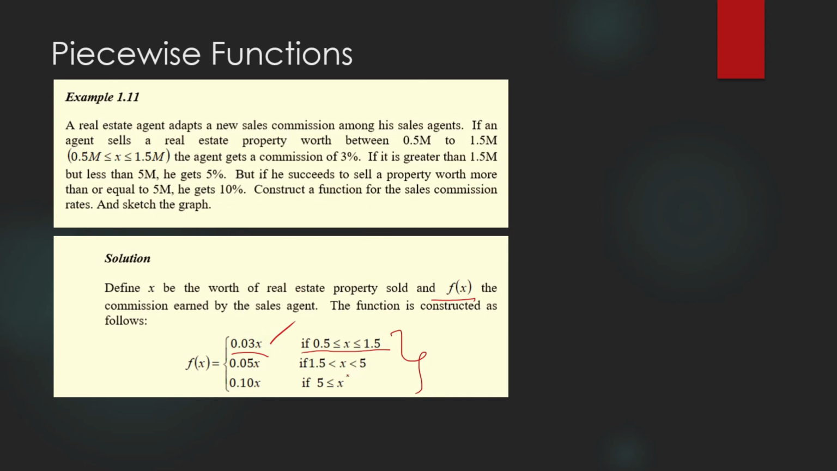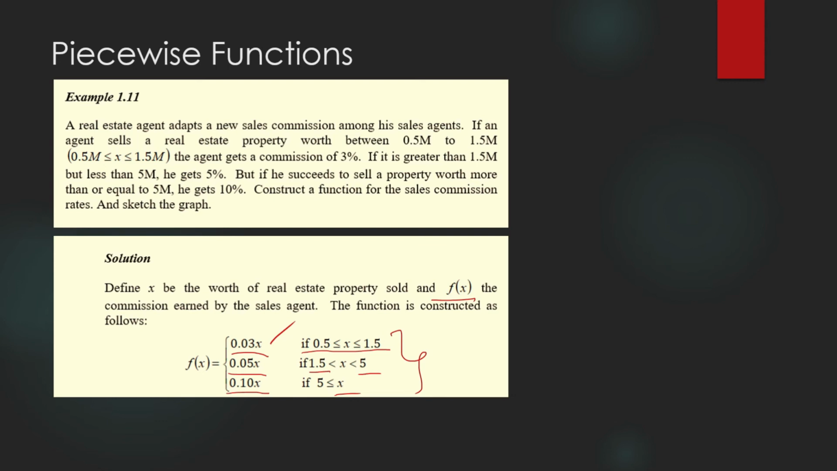If the worth of the real estate property that was sold is greater than 1.5 million pesos but less than 5 million pesos, then this is the commission earned by the real estate agent. It's 5% times x. If the worth of the real estate is greater than or equal to 5 million pesos, then this is the amount of commission earned by the sales agent. It's 10%, so it's 0.10 times x.